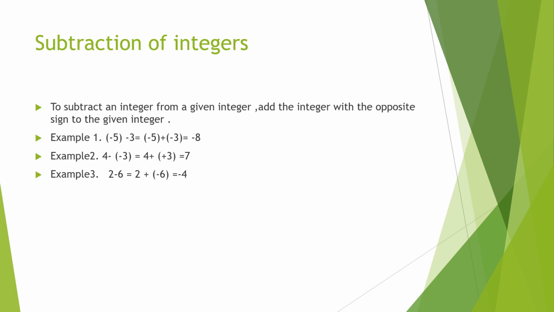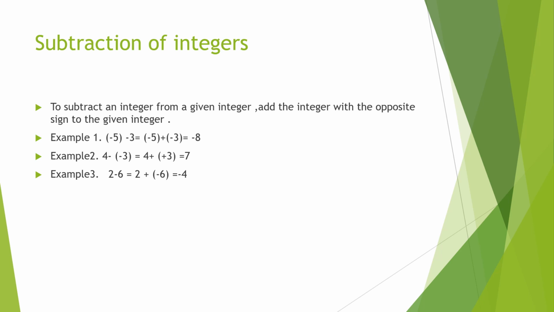Subtraction of integers. To subtract an integer from a given integer, add the integer with the opposite sign to the given integer. For example, minus 5 minus 3. So we can write it as minus 5 plus minus 3 because the opposite sign of 3 is minus 3. So we are getting minus 5 minus 3, that is equal to minus 8.